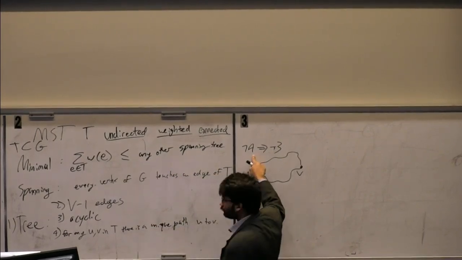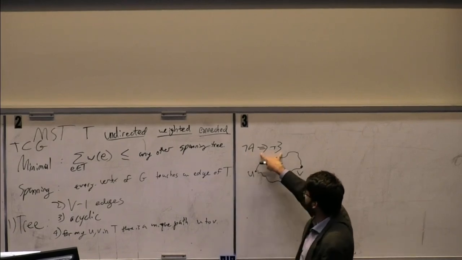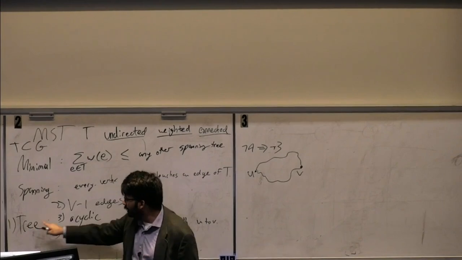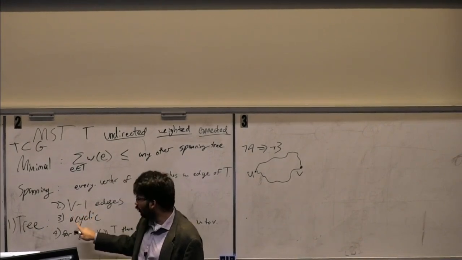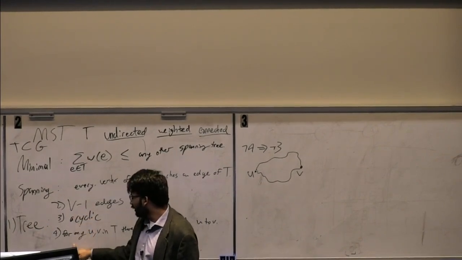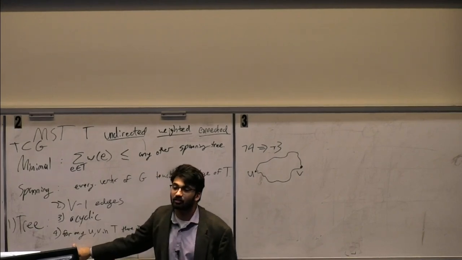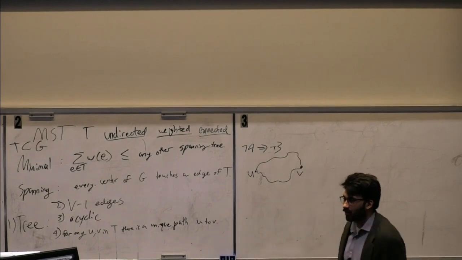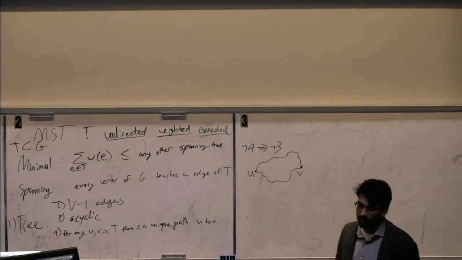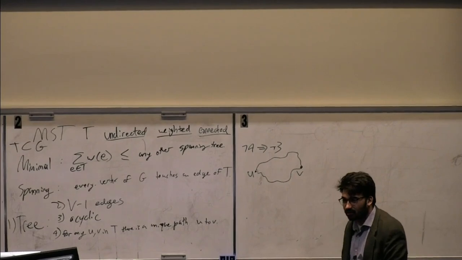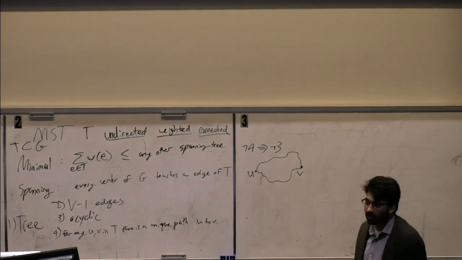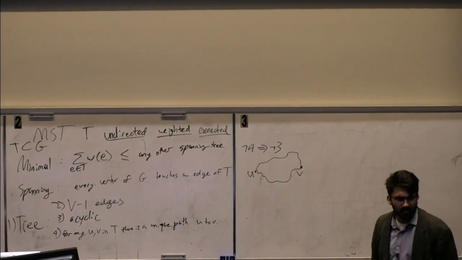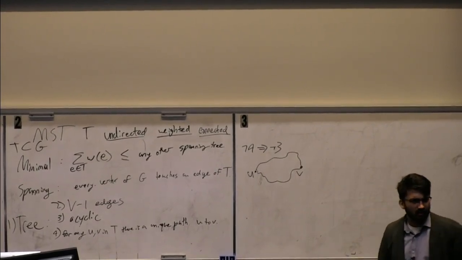The negation of 4 implies the negation of 3. So the following 4 are equivalent. A graph is a tree if it has V minus 1 edges, or if it's acyclic, or for any U, V in T there's a unique path. There's 4 things that are equivalent to each other, it turns out. A graph is a tree if any of those are true, and if any of those are true, then the graph is a tree, and any of those imply any of the other ones, right? But this should demonstrate why they're connected. That's true, right? More questions? Awesome. Yeah?